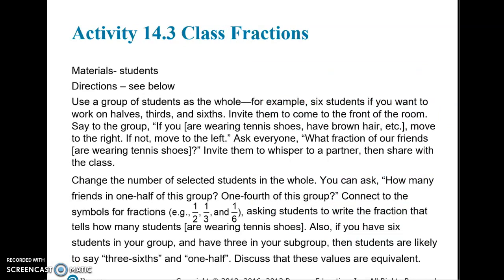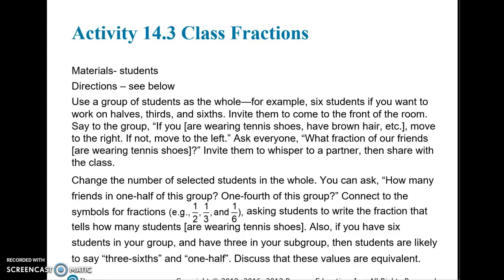Use a group of students as the whole, say 6 students. If you want to use halves, thirds, or sixths, invite them to come to the front of the room. Say to the group, if you are wearing tennis shoes or brown hair, move to the right. If not, move to the left. Ask questions such as, what fraction of your friends are wearing tennis shoes? How many students are in 1/2 of this group? Have students record the fraction symbols and share their answers.